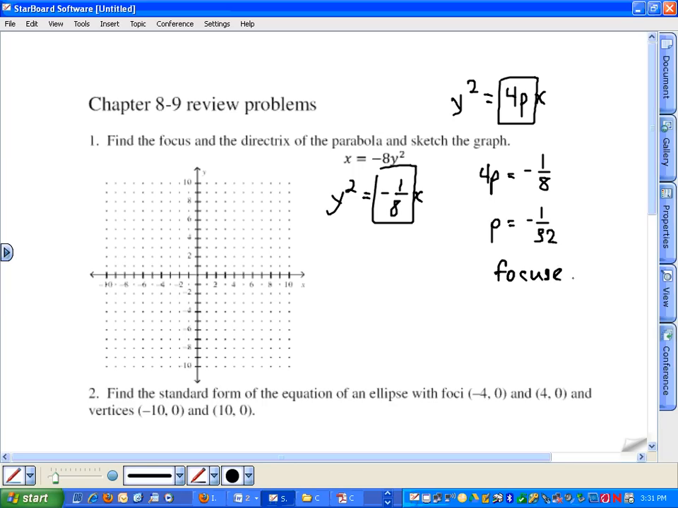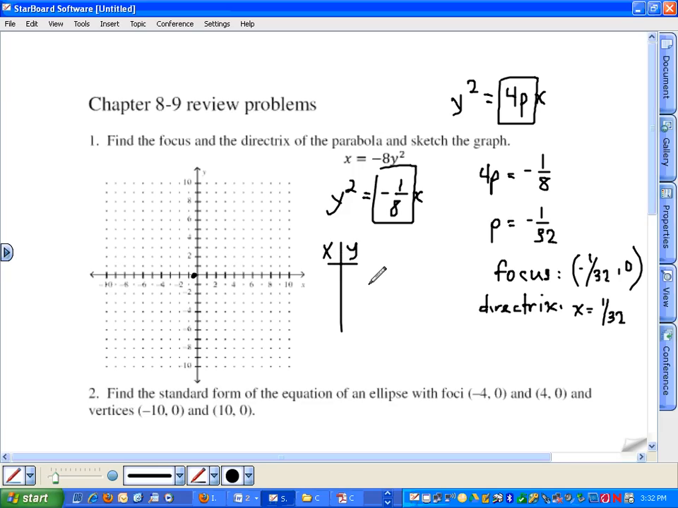Since this is a horizontal parabola, the focus is going to be on the x-axis. The focus is at (-1/32, 0), which is very, very close to the origin, essentially on, or just barely to the left of the origin. The directrix then is going to be across from that, across from the y-axis, and it's vertical, so it has the equation x equals 1/32.